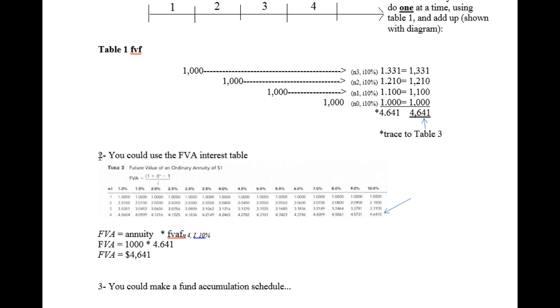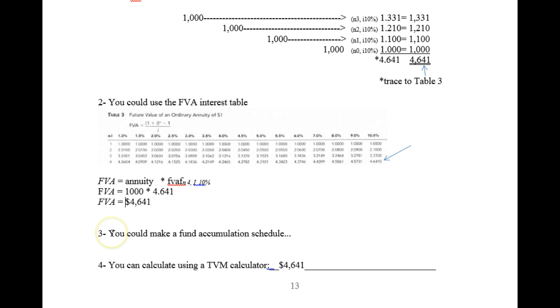So one way to answer this would be to do the interest table. Very easy, yes? Another way would be to make a fund accumulation schedule. We'll do that one in a minute. And then the final way would be to use your time value of money calculator. Clear out the registers, enter an annuity of $1,000. If you have a Texas Instrument, you probably have to enter this in as a negative amount, so minus 1,000. 4 years, 10%, and solve for the future value. And you should get 4,641.